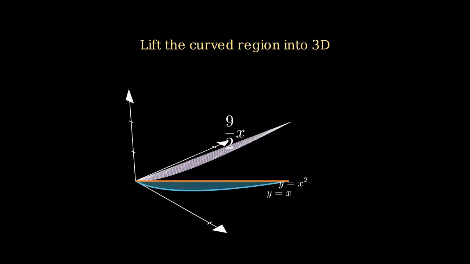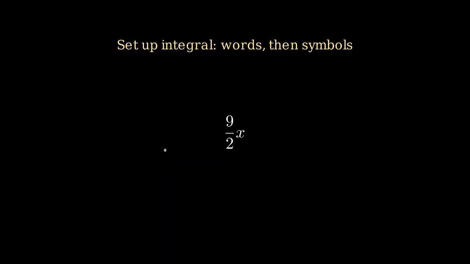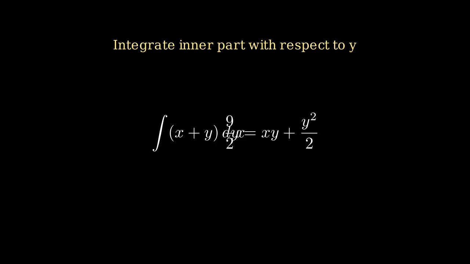In words, for each fixed x between 0 and 1, y ranges from the lower curve, x squared, up to the upper curve, x, so the double integral equals the integral over x from 0 to 1 of the integral over y from x squared to x of the quantity x plus y dy dx. We integrate the inner part with respect to y first, treating x as constant. The integral of x plus y with respect to y is x times y plus y squared divided by 2.